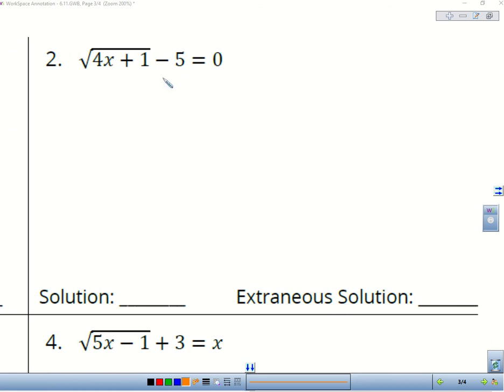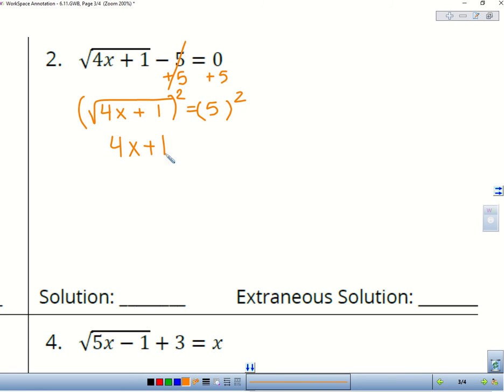So for number 2, we need to get that root by itself. So you're going to add the 5? Exactly. I'm going to square both sides. That gives me 4x plus 1 equals 25. Good. 4x equals 24. If I subtract 1 on both sides, x equals 6, right? Mm-hmm. Now we need to verify it by plugging it back in.